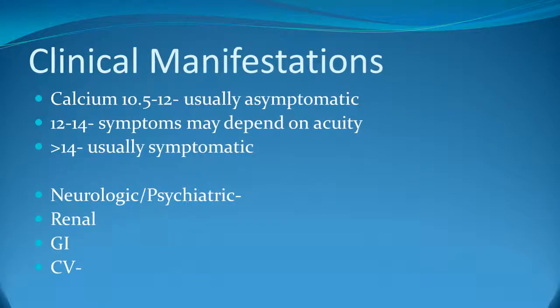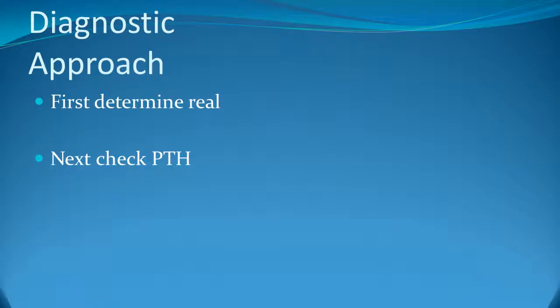Clinical manifestations include calcium 10.5 to 12, usually asymptomatic. 12 to 14, symptoms may depend on the acuity, and more than 14 usually symptomatic. Could be neurological, psychiatric symptoms, renal, GI, and CVS. Diagnostic approach includes first determining whether it's real, next check the PTH level.